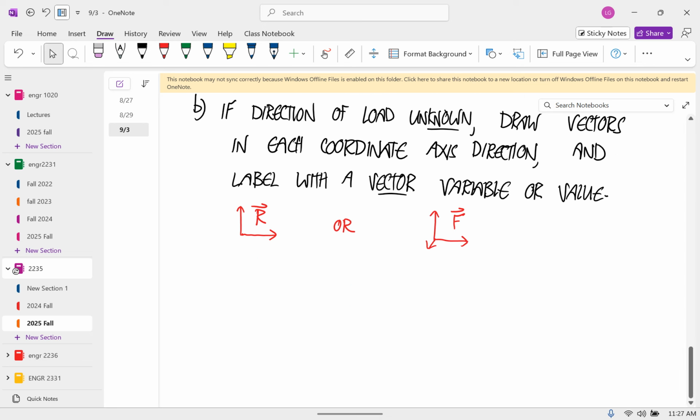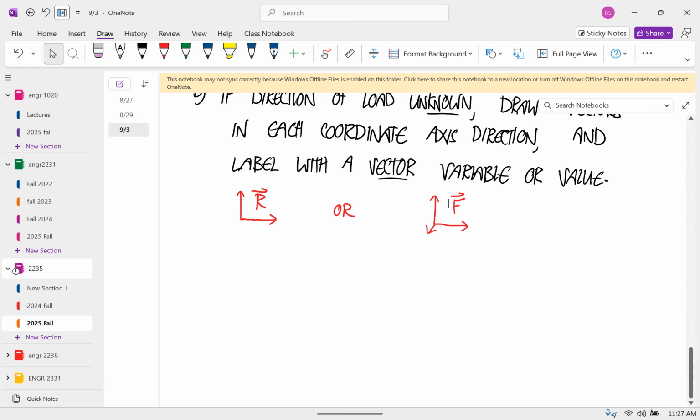Okay, sometimes these are going to get pretty complicated. So I think an important question to ask yourself is, how do you know when you're done? How do you know when you've finished putting all the forces in? How do you know when you've represented all the loads?